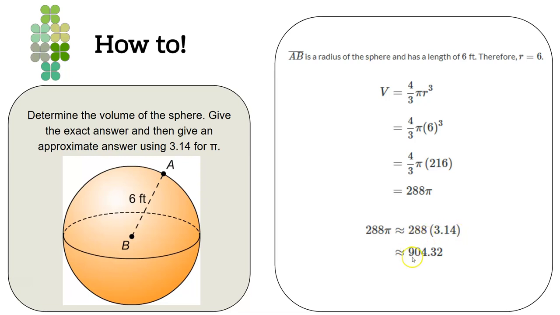Now we can take this pi symbol and substitute it with 3.14. This is going to give us 904.32. This is the volume of our sphere. We would write this as 904.32 feet cubed.